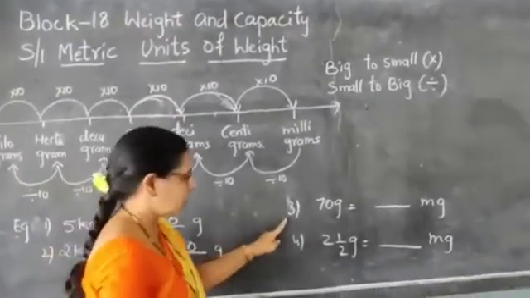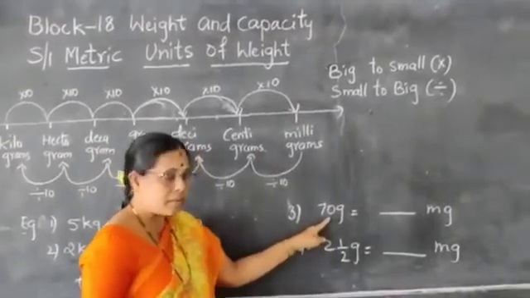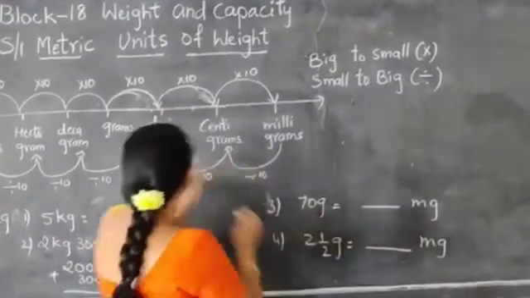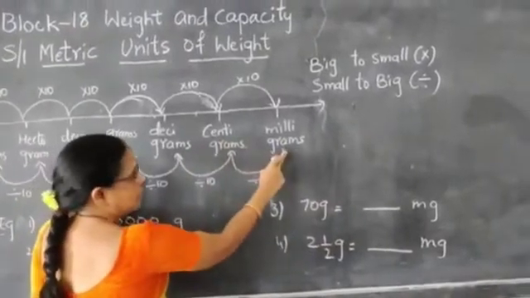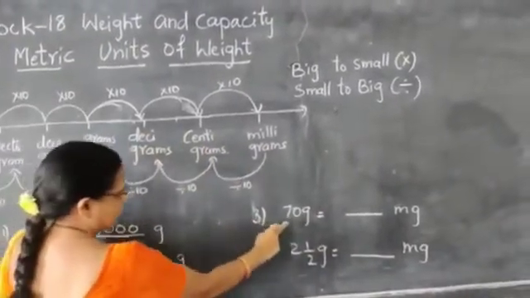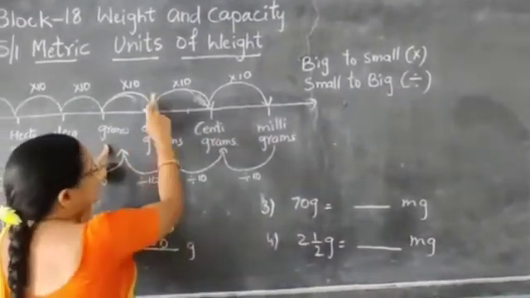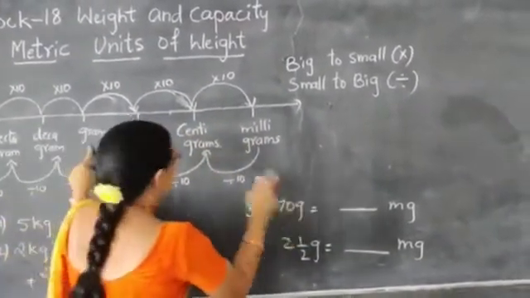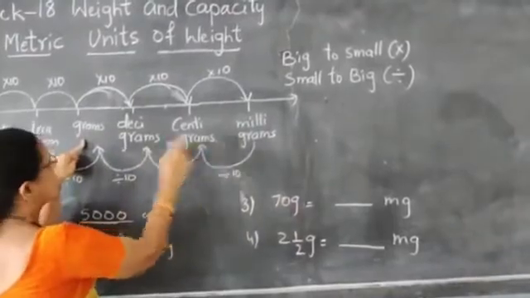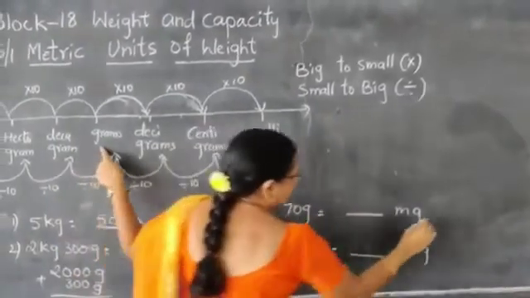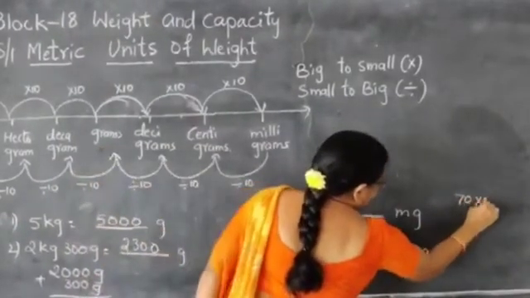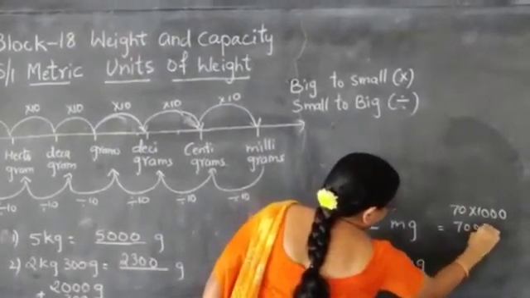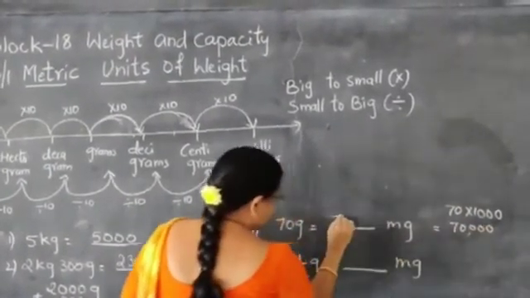Now third question, 70 grams is equal to how many milligrams? For 70, how much do you have to multiply? 1000. Again, grams to milligrams, bigger unit to smaller unit. So 70 into 1000 is 70,000 milligrams.